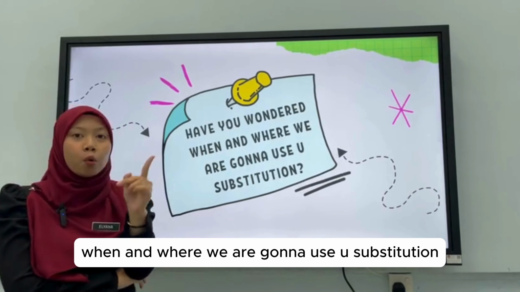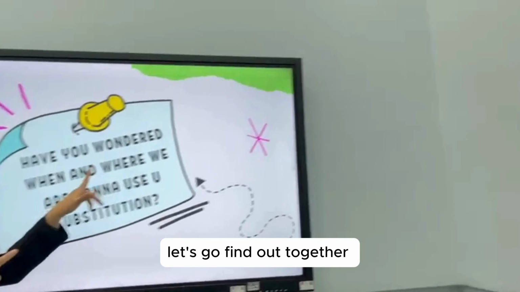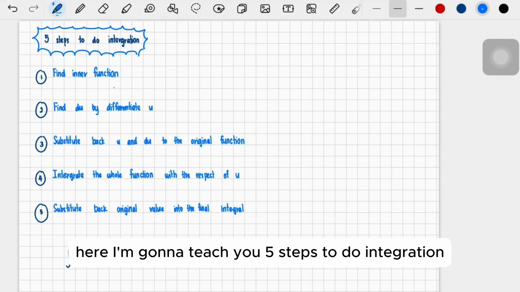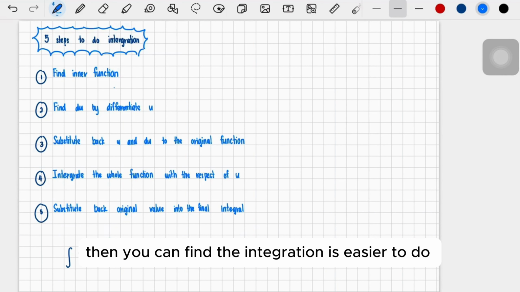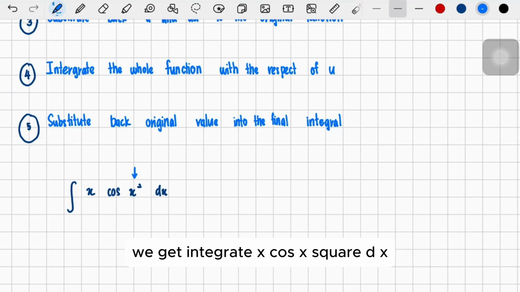Have you wondered when and where we are going to use U substitution? Let's find out together. Okay guys, here I'm going to teach you 5 steps to do integration. If you follow these steps, you will find integration easier to do. Like in this question, we have to integrate x cos x squared dx.